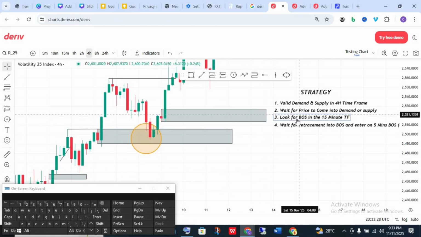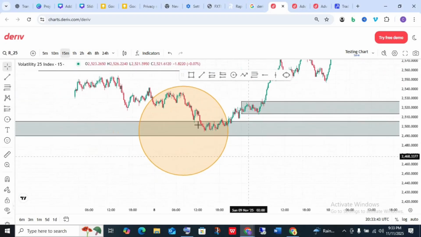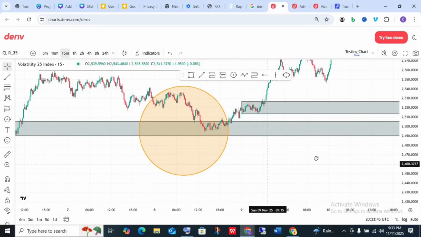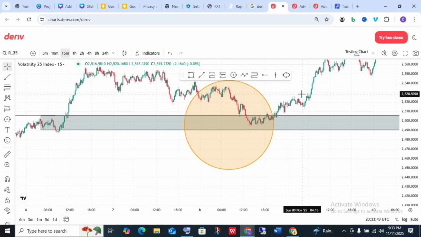Yes. Then we look for a break of structure in the 15 minutes time frame. Let's scale down to the 15 minutes time frame. Let's go over here, 15 minutes. This is the circle. So price came into this, our POI. Let's say this one wasn't there yet, okay? Because this one wasn't there yet.